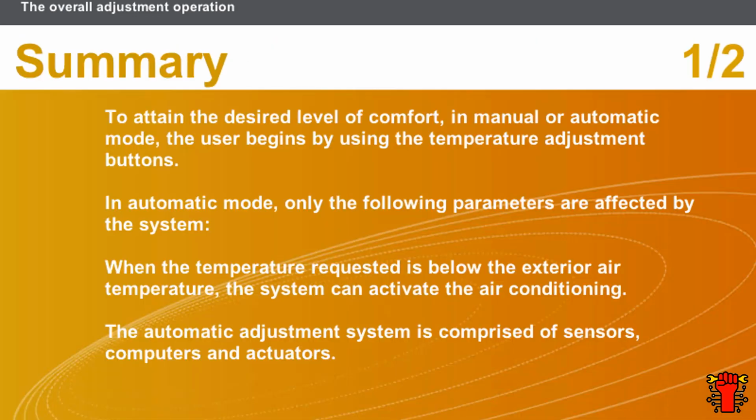In this section, we covered the following points. To attain the desired level of comfort in manual or automatic mode, the user begins by using the temperature adjustment buttons. In automatic mode, only the following parameters are affected by the system. When the temperature requested is below the exterior air temperature, the system can activate the air conditioning. The automatic adjustment system is comprised of sensors, computers, and actuators.